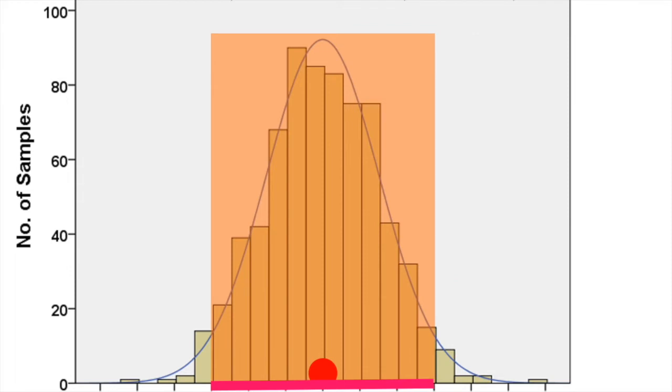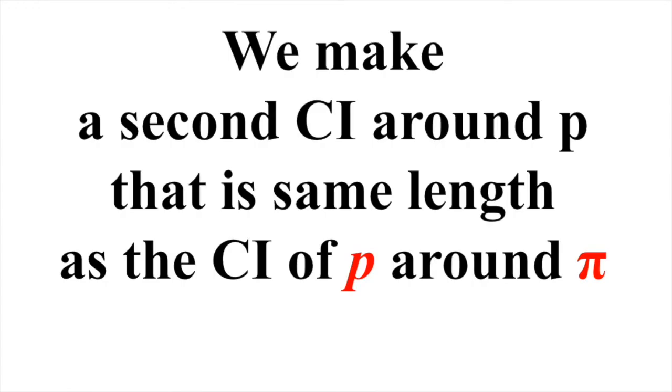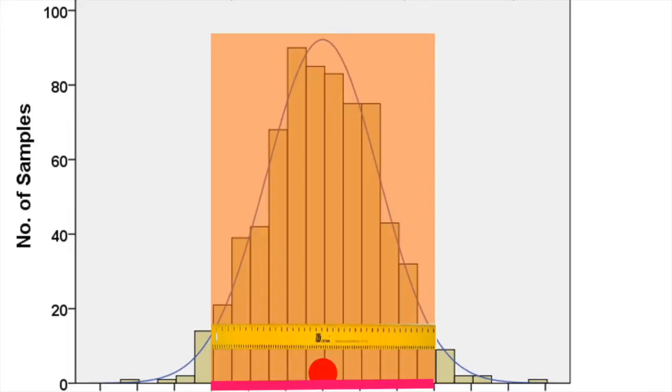So now let me stress this. This is the confidence interval of p around pi. It's not the confidence interval for pi around p, which is what we and all pollsters want. But this confidence interval will help us find the one that we want. So we're going to create a second confidence interval around p that is the same length as the confidence interval for p around pi. Here's the second confidence interval.